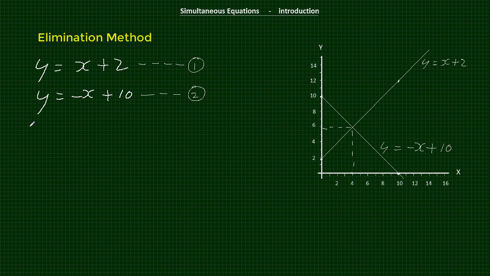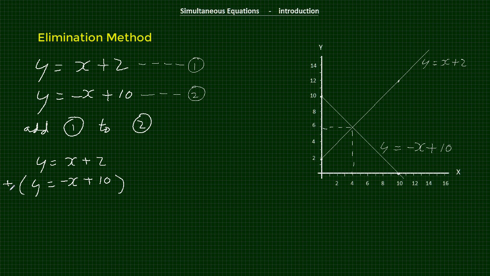So we're going to say add 1 to 2. Okay, I'm going to write them out again. I will just put a bracket there and show you that we're adding. 10 add 2, 12. x add minus x, nothing. y add y, 2y. 2y equals 12. So y equals 6.